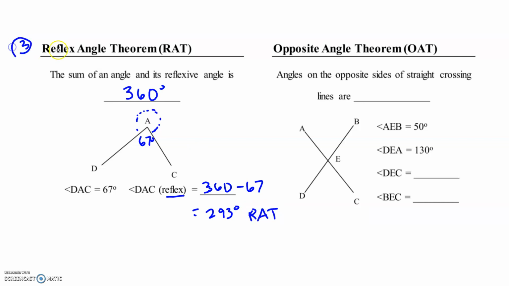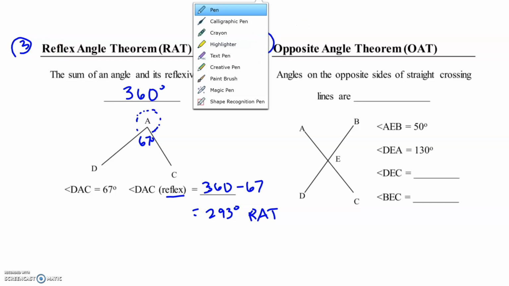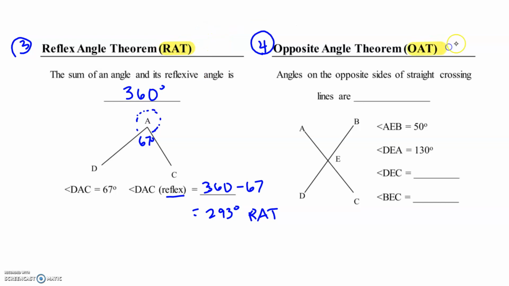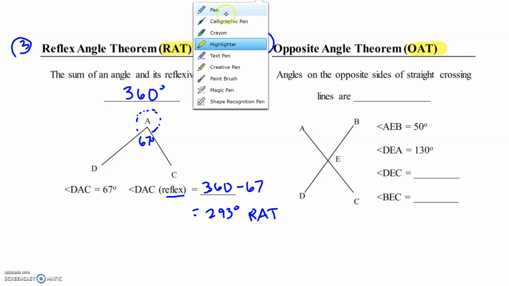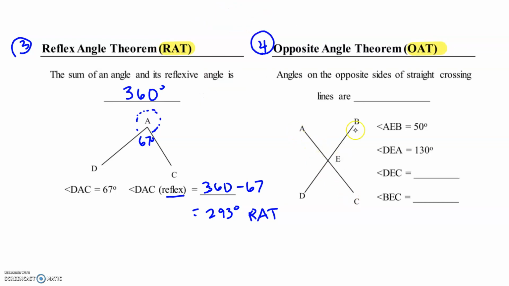Okay. All right, now our last theorem, this is my favorite theorem, opposite angle theorem. So the short form for that, let me just highlight that, is OAT, opposite angle theorem. This occurs when you have two lines that intersect, and what happens is angles on opposite sides of the straight crossing lines are equal.